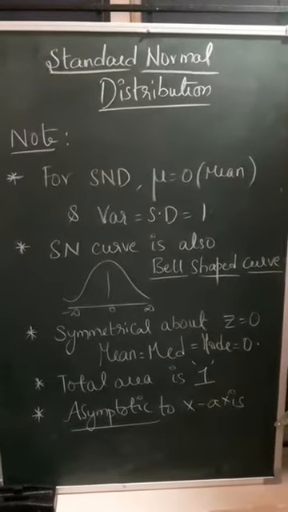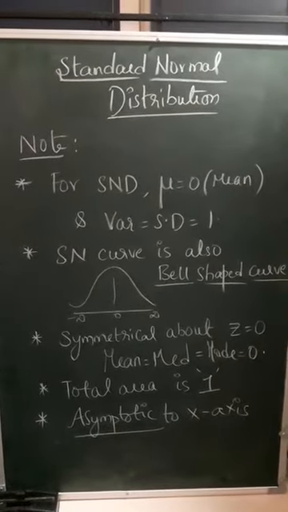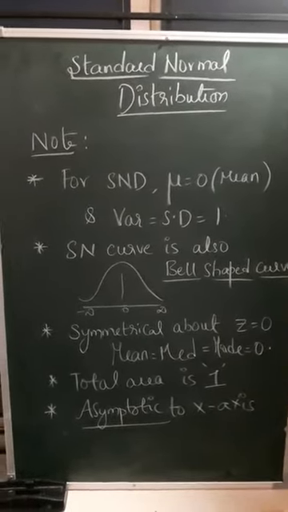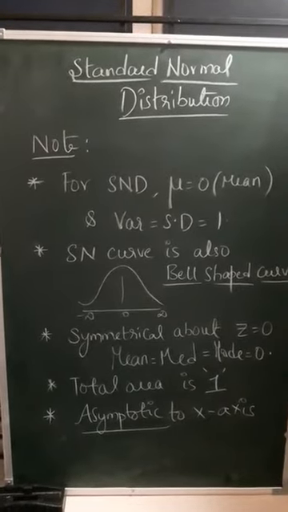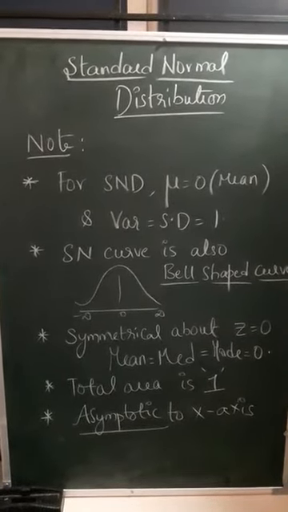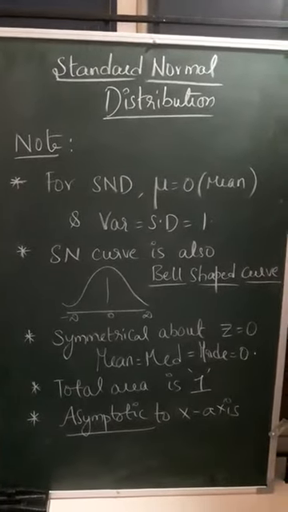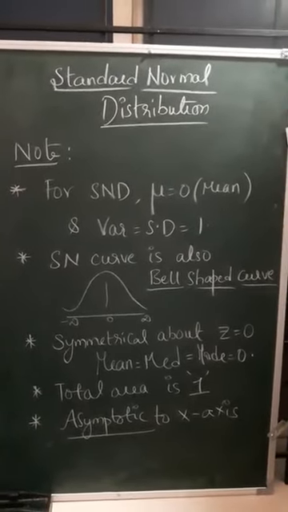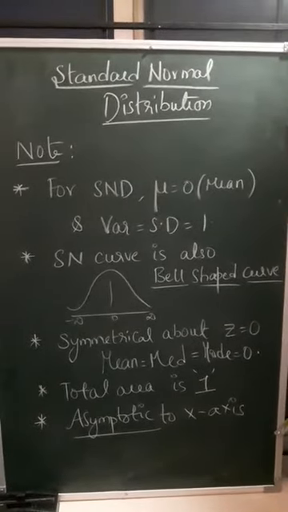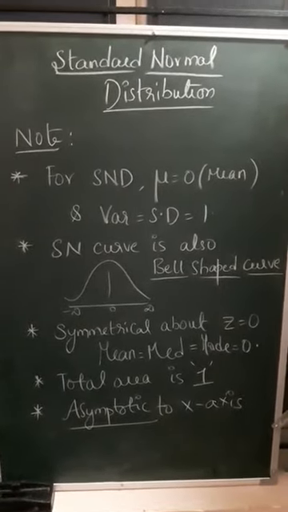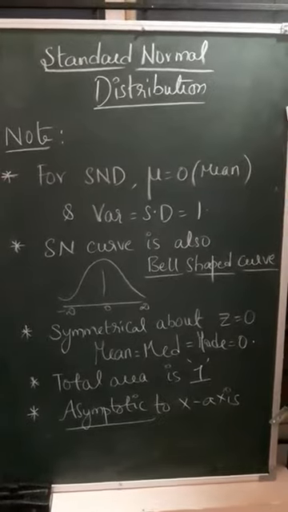Right? There will be a slight deviation from the x-axis line. The curve, if you observe, seems to be touching the x-axis line, but it never touches it. So this is asymptotic to the x-axis. You can call these the properties of the standard normal distribution also.